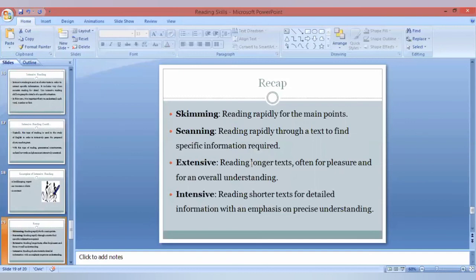And intensive reading is used for reading shorter texts or detailed information with an emphasis on precise understanding. For accurate understanding, we do intensive reading. So this is all about reading skills, and I hope you have enjoyed this online class.